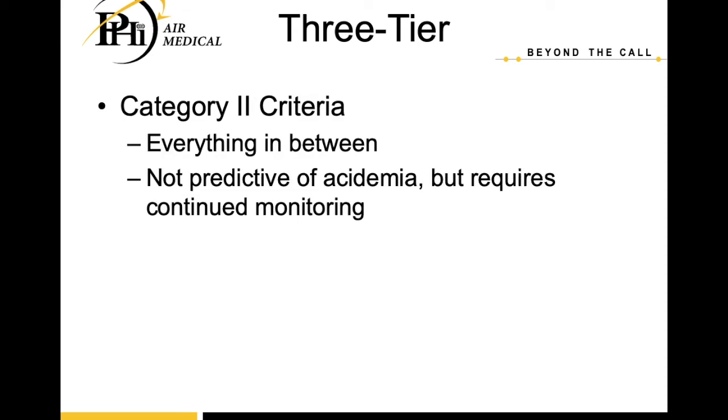A category 2 strip is everything in between. There's like 50 different combinations of things that you can have that fall into a category 2 strip, and I'm not going to go over every single one of them, but essentially a category 2 strip is not predictive of acidemia, but it definitely requires continued monitoring, and you may need to do some sort of light resuscitation with those category 2 strips.